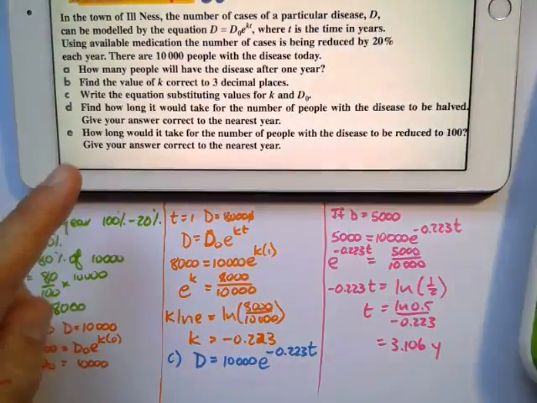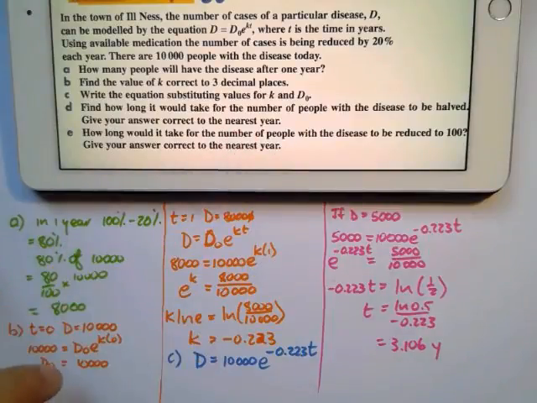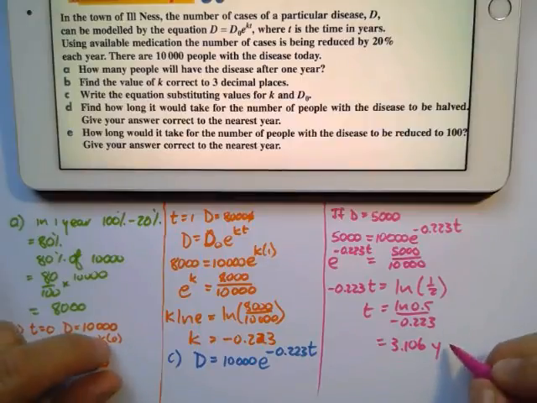The question is, find out how long it will take the number of people with the disease to be halved. Give your answer correct to the nearest year. It will take a little bit more than 3 years. To the nearest year, it will take about 3 years to do that. So round it off, 3 years.